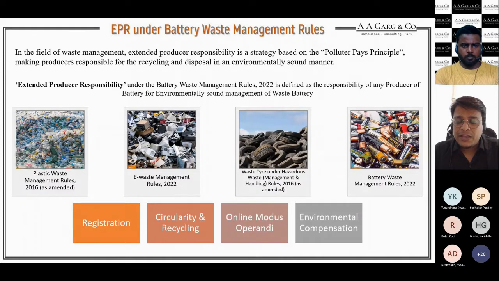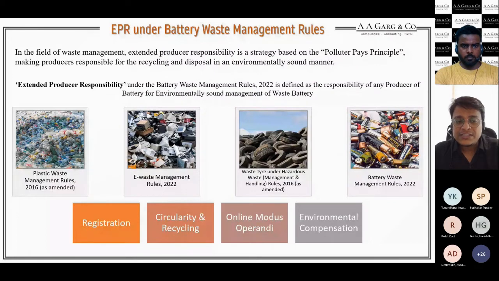EPR, as defined under the battery waste management rules, is the responsibility of any producer of batteries for the environmentally sound management of waste batteries. That is the definition under the BWM rules.